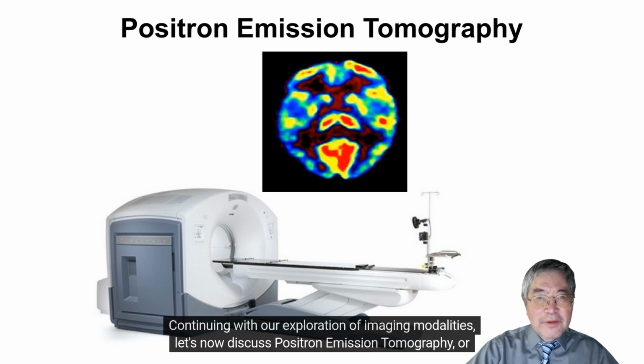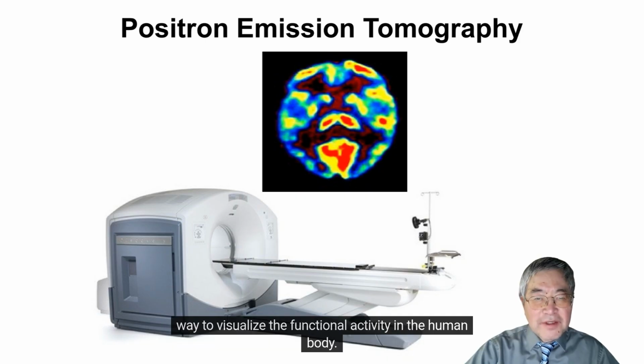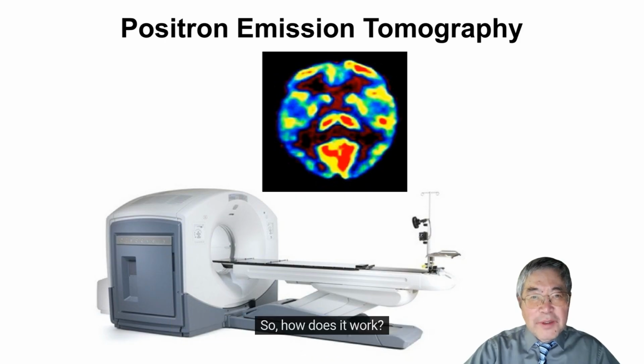Continuing with our exploration of imaging modalities, let's now discuss positron emission tomography, or PET. While the previous imaging techniques focused on capturing the anatomical structure, PET offers a powerful way to visualize the functional activity in the human body. So how does it work?